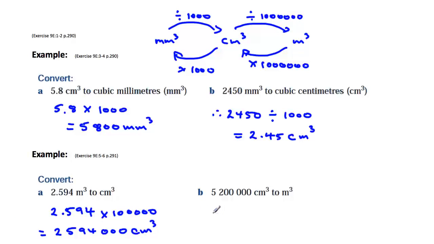Going the other way, we take our 5,200,000, and because we're going from centimetres back to metres, we're going to divide by a million. 1, 2, 3, 4, 5, 6. And 5 million divided by a million goes to 5. So that's where our decimal point will be, 5.2 cubic metres.